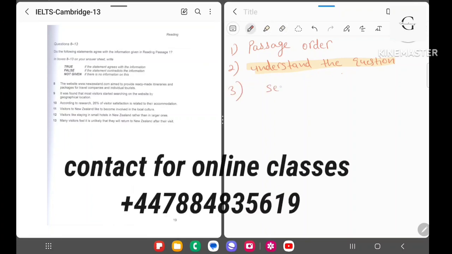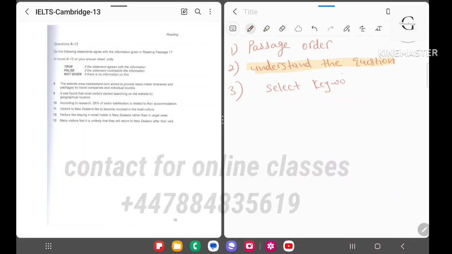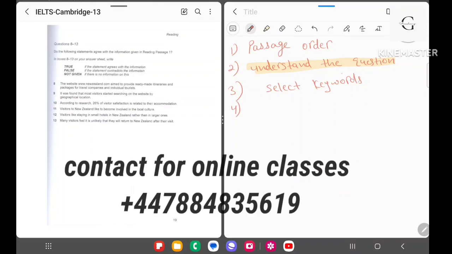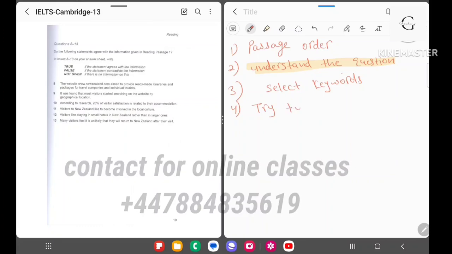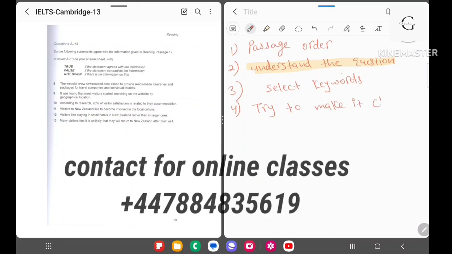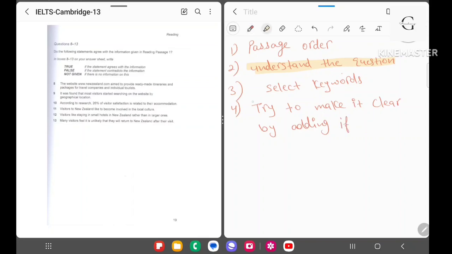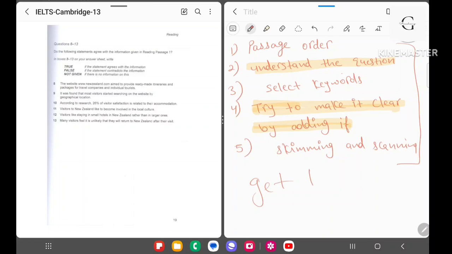The next thing you need to do is select the keywords. The fourth is as important as the second one, so try to make it clear by adding if. This is the most important tip, and I will explain it when I do questions 8 to 13. The last is we will do skimming and scanning. So you need to follow this pattern to get a high score in reading. These are the 5 steps you can do while doing true, false, not given.